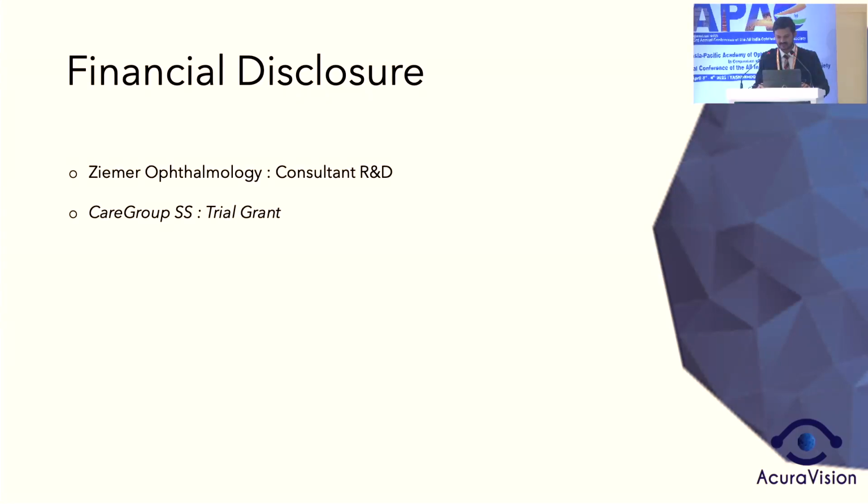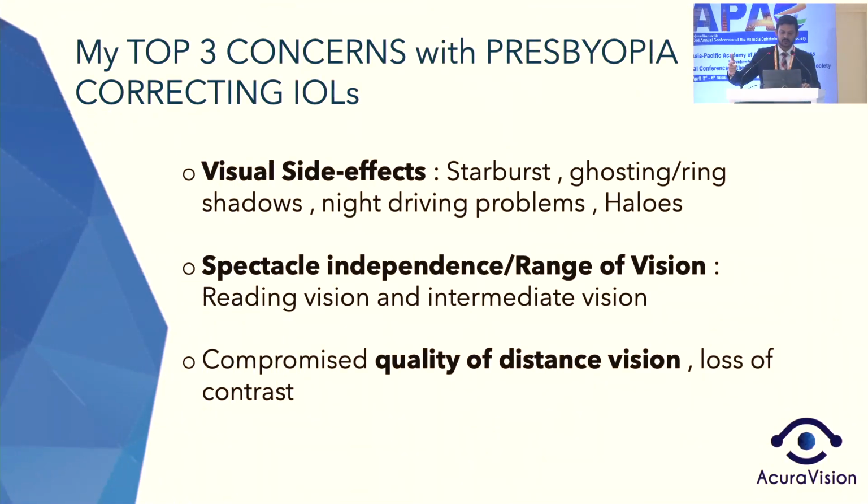I'm going to be talking about the edgeless phase matching technology and its clinical and optical correlations. Whenever we are talking about presbyopia correcting IOLs, our top three concerns are the visual side effect profile, the range of vision that we will get, and the quality of distance vision. The litmus test for all these things is when a patient has a clear lens in one eye and cataract in the other eye. Which lens is your go-to lens? The answer for me is this lens, which I'm going to be speaking about, sir.